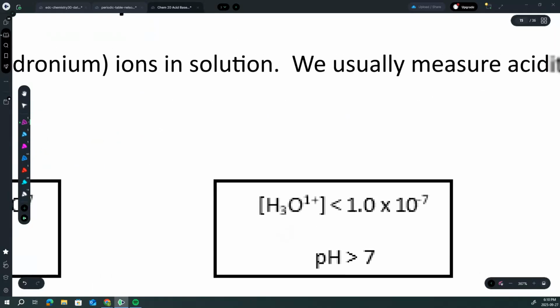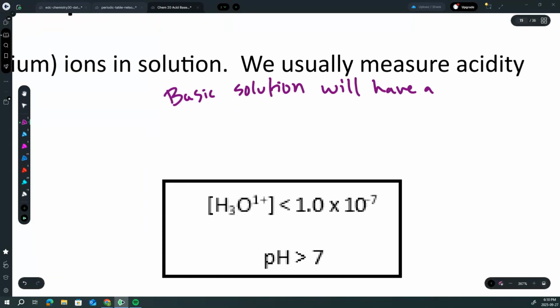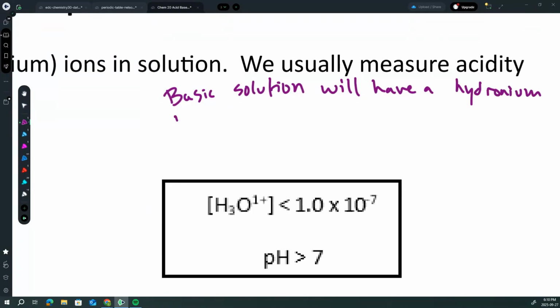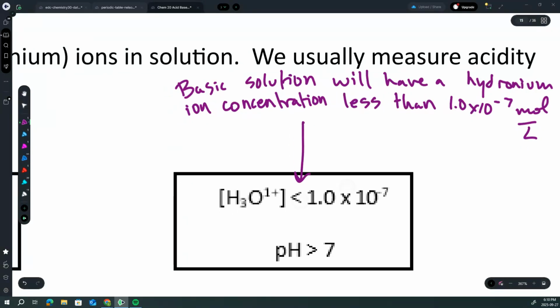Meanwhile, basic solutions will have a hydronium ion concentration less than 1 times 10 to the power of -7 moles per liter. So that's what this part is saying here.